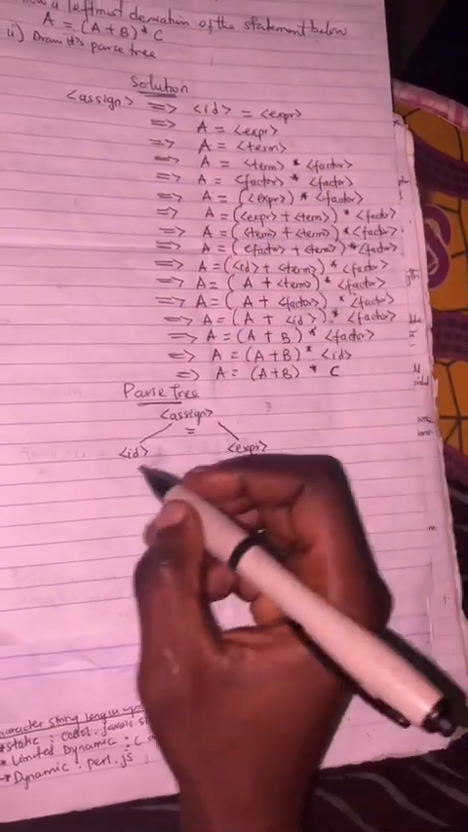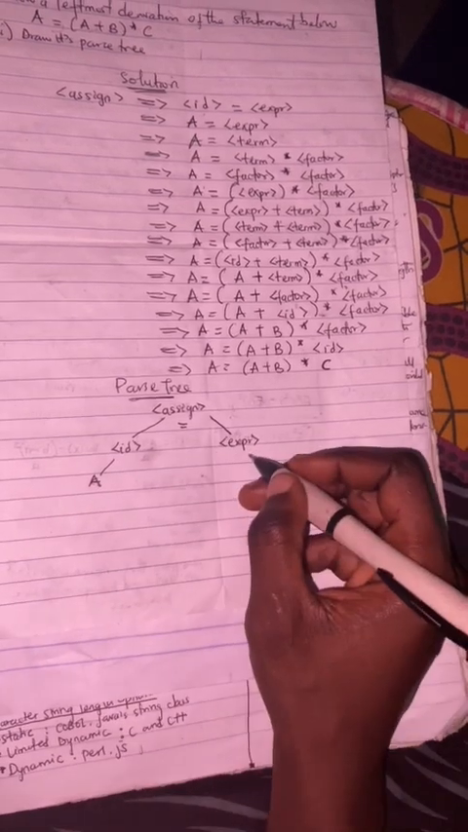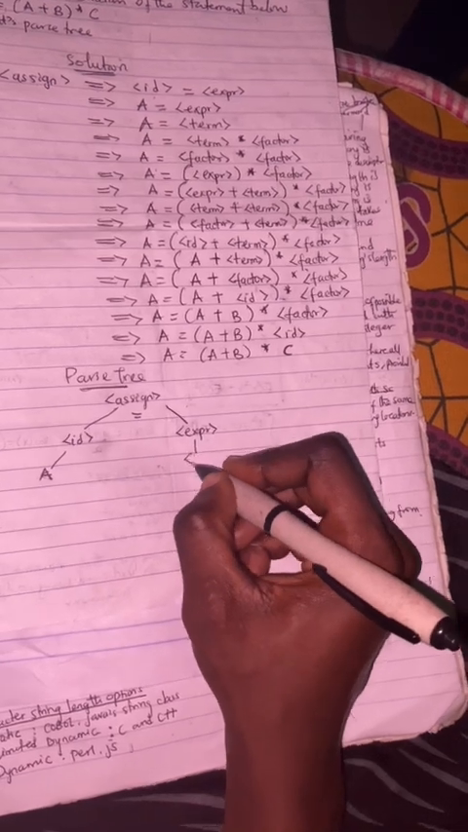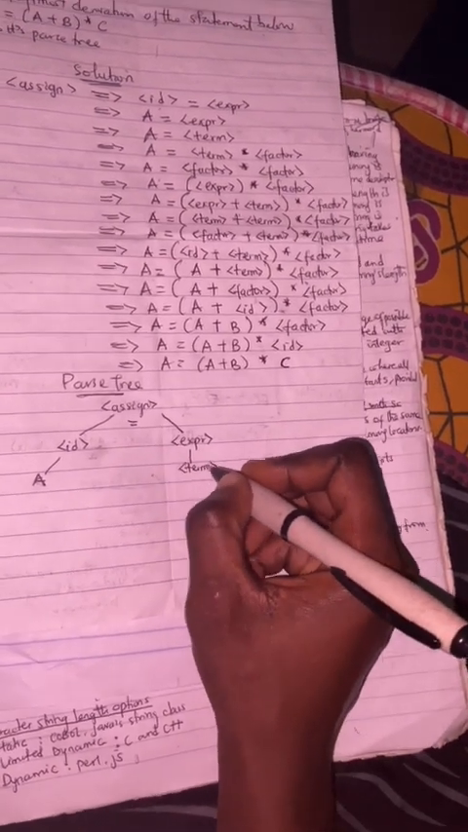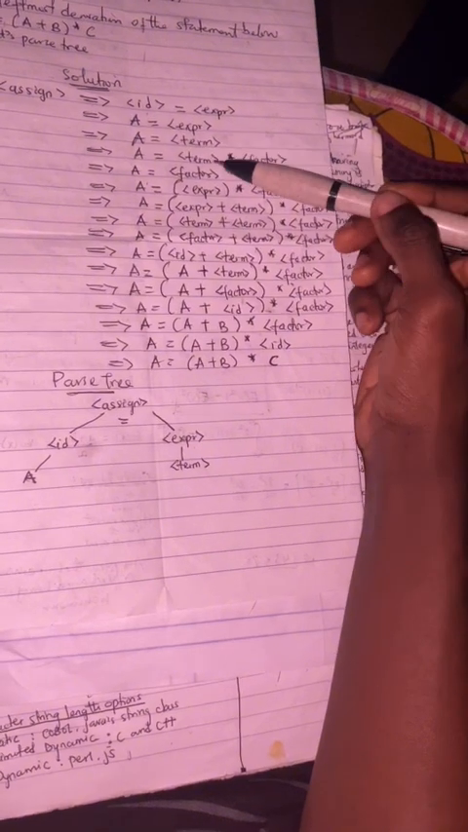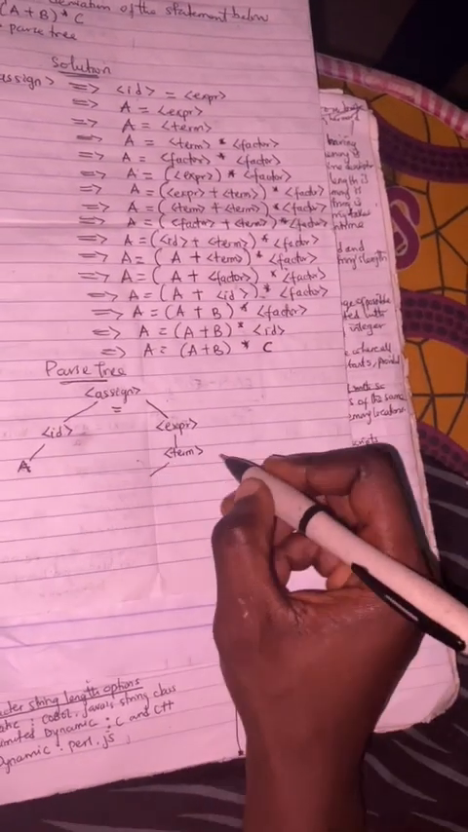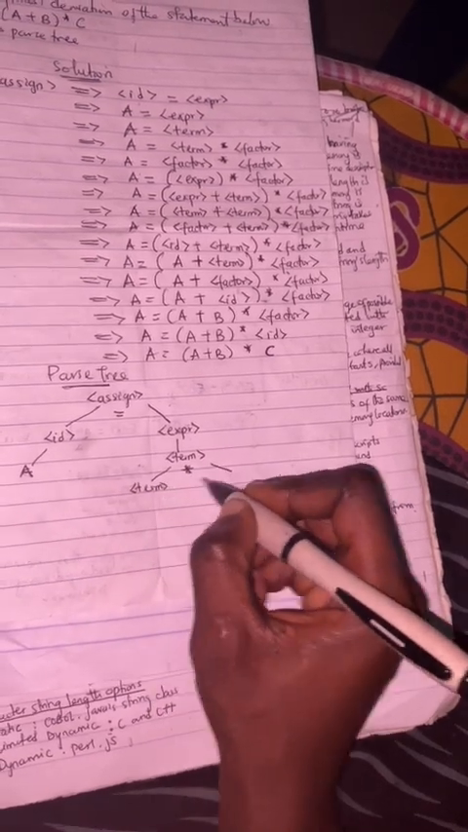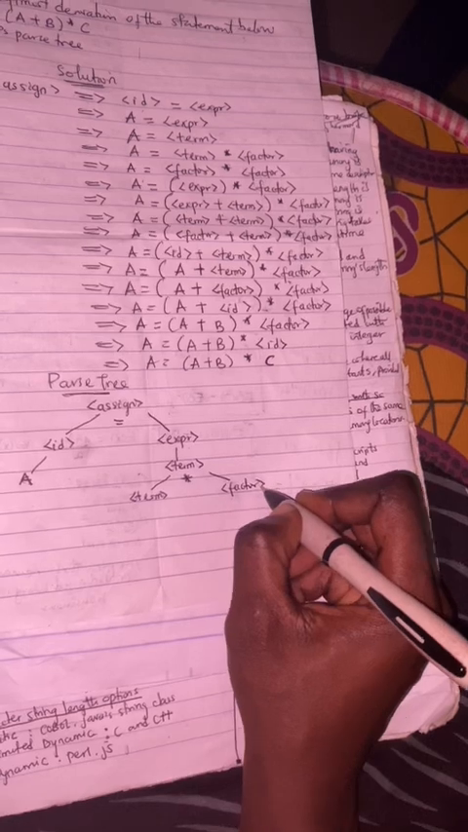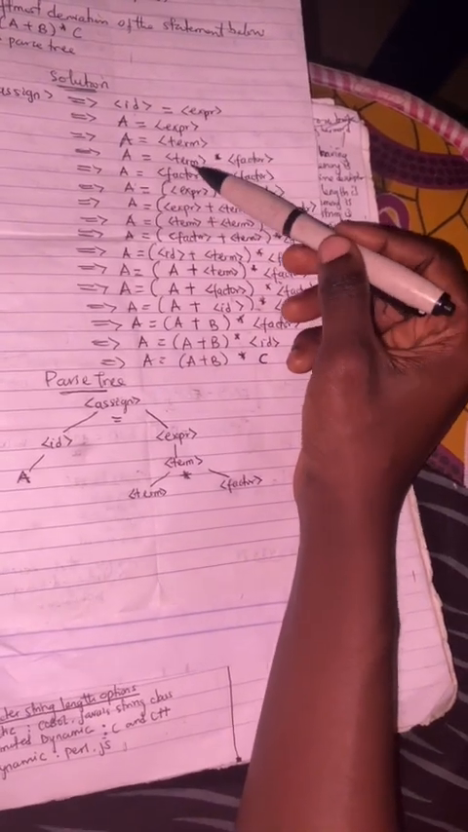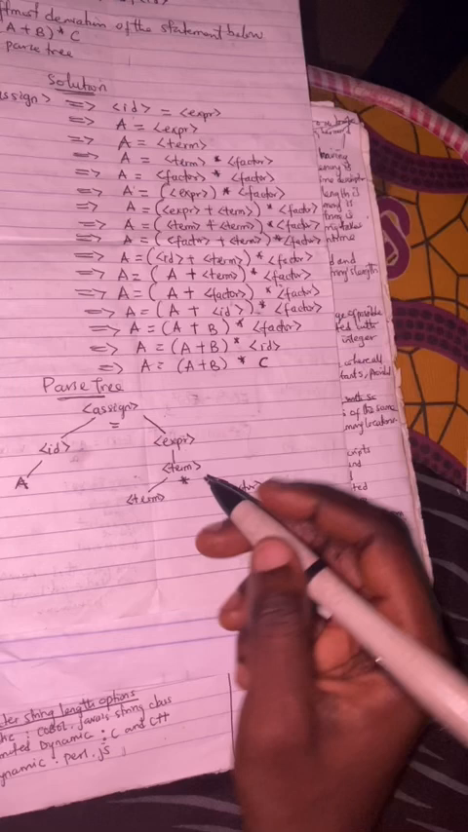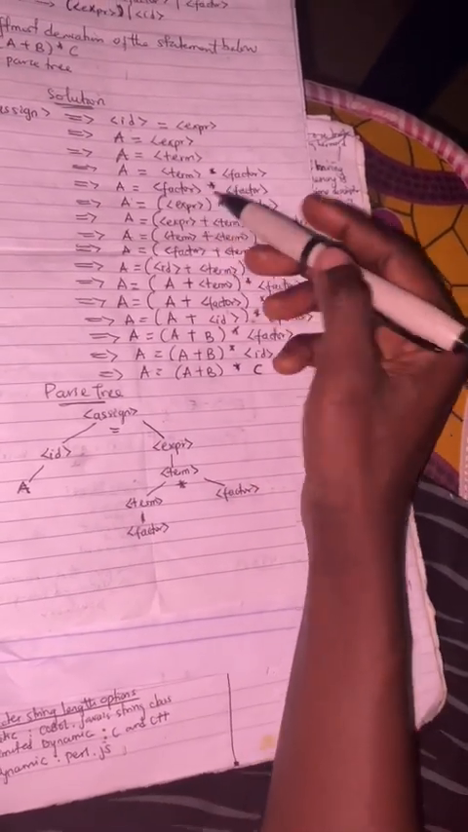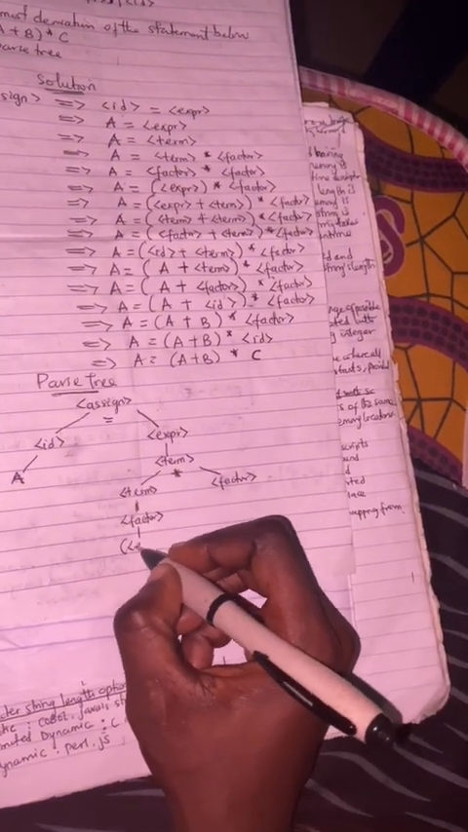From this id, we get a, right? And then we are done with that. But from this part, expression, it gave us what? Term. Okay. Then term gave us term times factor. So here term divided into two with multiplication here. It gave us term and it gave us factor. Now term times factor. This term gave us factor, right? This term gave us factor, and this factor gave us this expression in brackets.